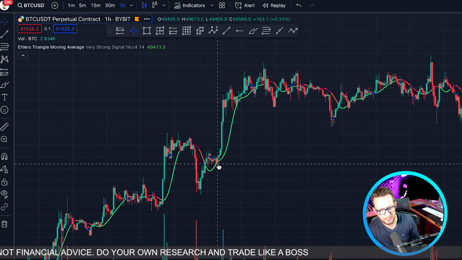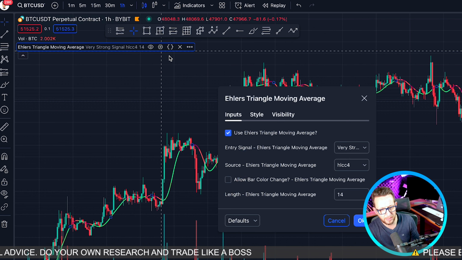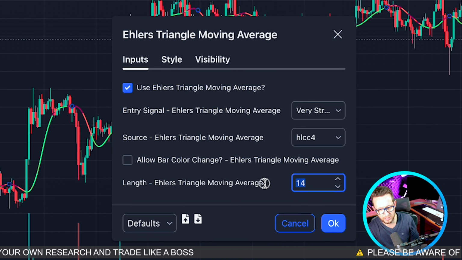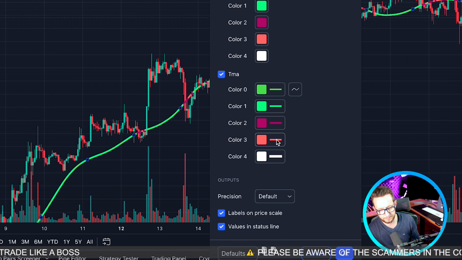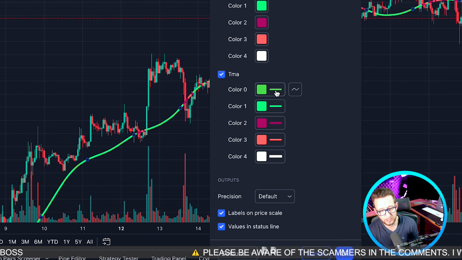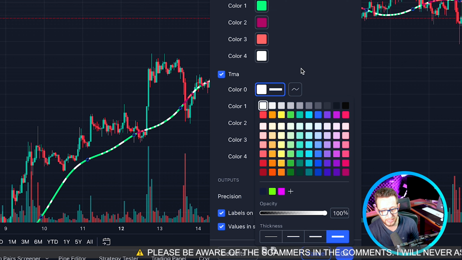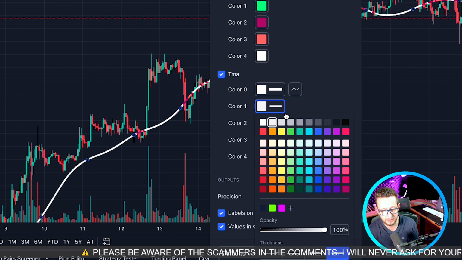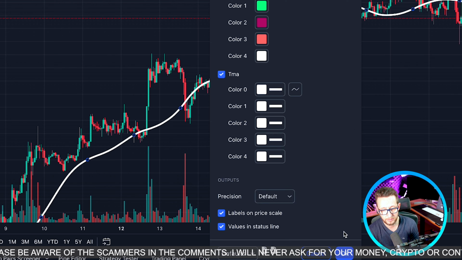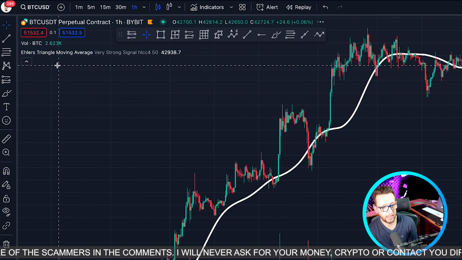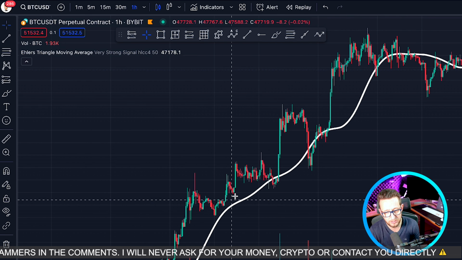As you can see, that gives us a green and red line. I'm going to make it a little bit thicker and change the moving average to 50. I'm also going to change the colors all over to white because it doesn't actually make any difference what colors they are in my backtesting results. So all the colors are going to go white. Okay, now as you can see, we have a triangular moving average set to the 50 length.